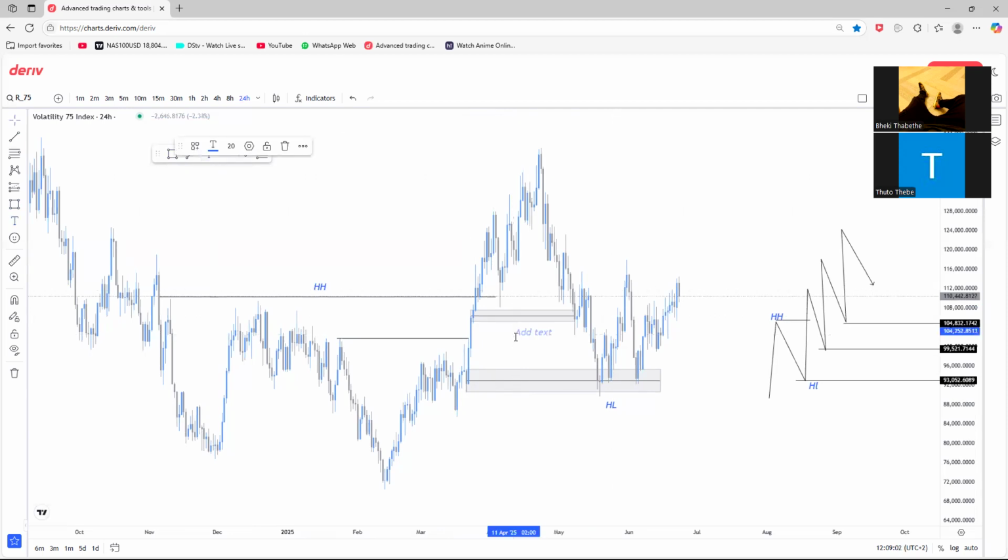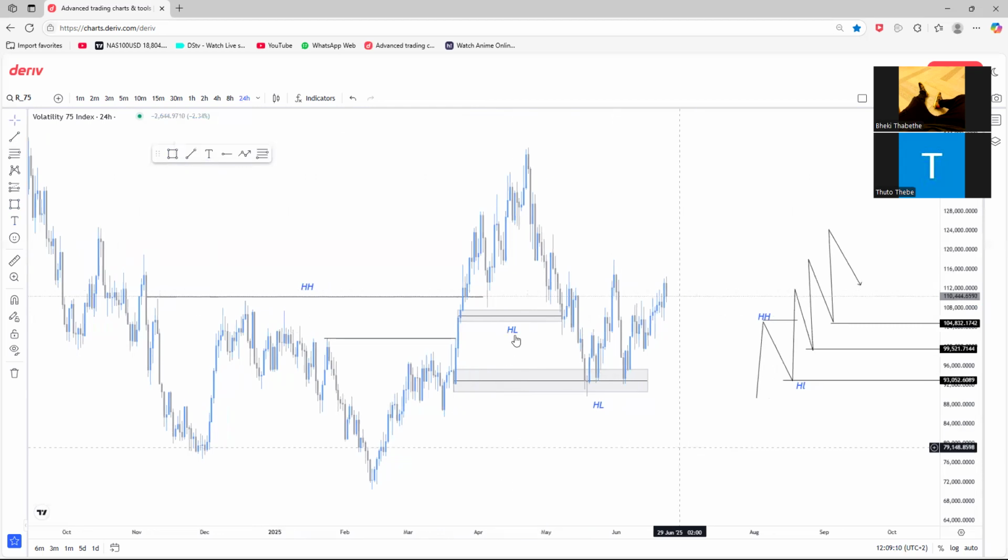So this is a higher low again, right? Remember, what did we say about a higher low? It's higher compared to the previous low. So this one, as you can see, it's higher, right? Compared to this low here.